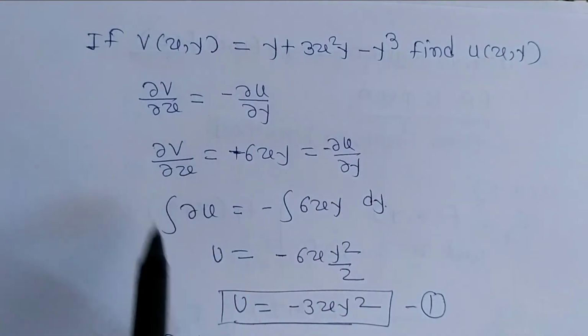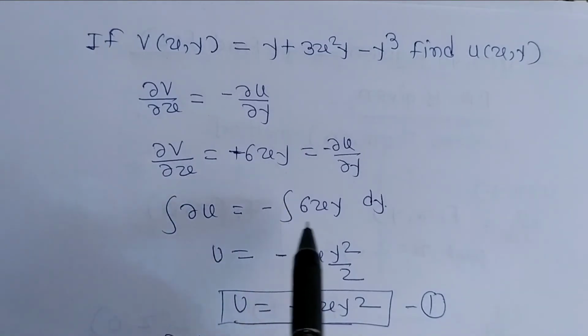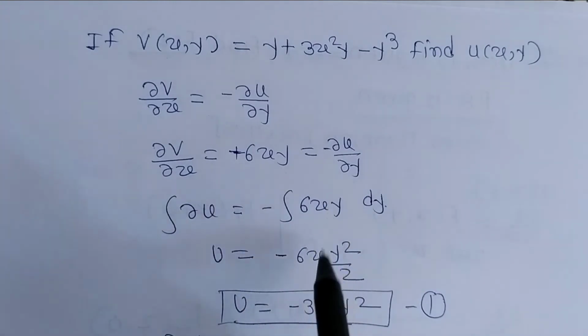So integrate this: integration dou u is equal to minus 6xy dy. That is u is equal to minus 6xy square by 2. That is u is equal to minus 3xy square. This is equation number 1.